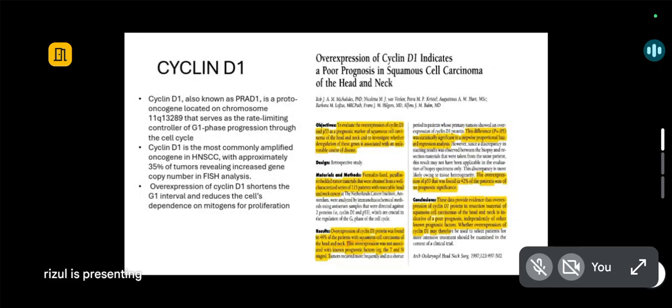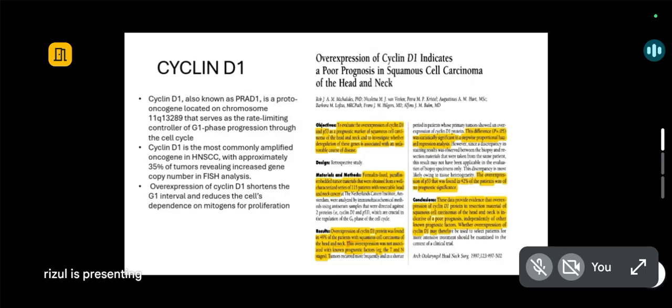Then there is another factor, cyclin D1, which is also known as PRAD1. It is a proto-oncogene located on chromosome 11q13. It serves as a rate-limiting controller of G1 phase progression. Cyclin D1 is the most commonly amplified oncogene in head and neck cancer, with approximately 35% of tumors revealing increased gene copy number on fluorescent in situ hybridization analysis. Overexpression of cyclin D1 shortens the G1 interval and reduces the cell's dependence on mitogens.